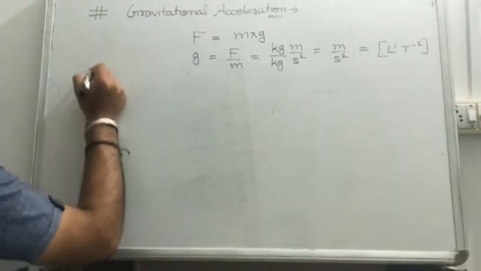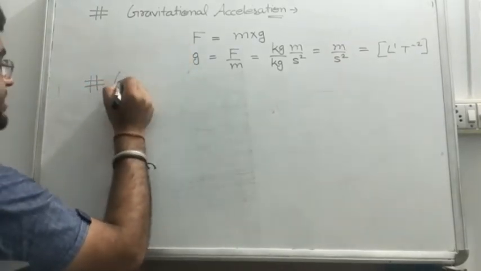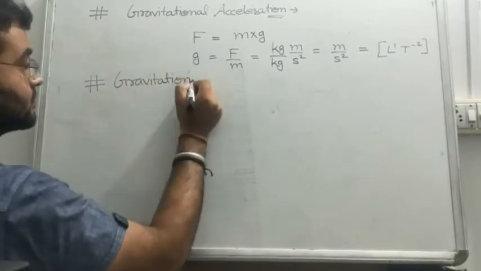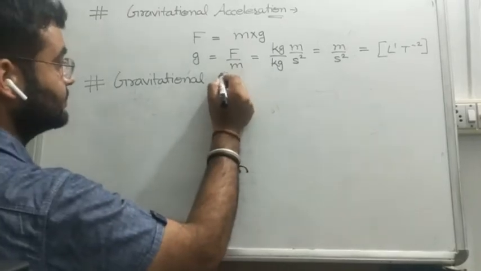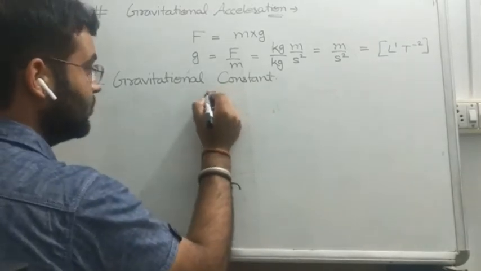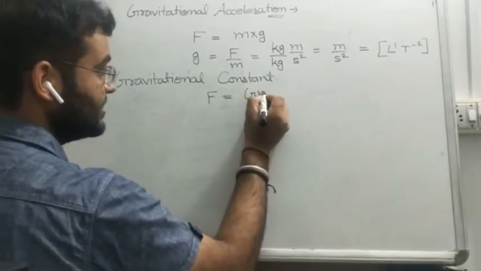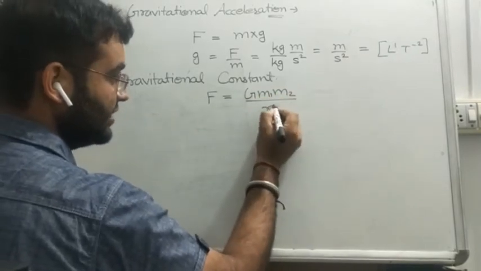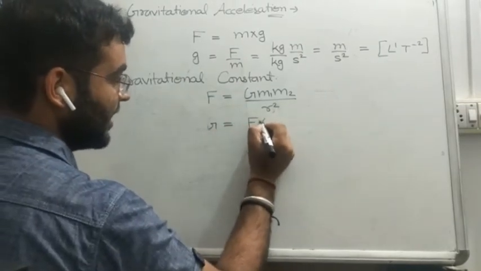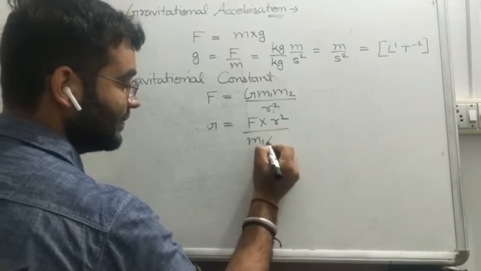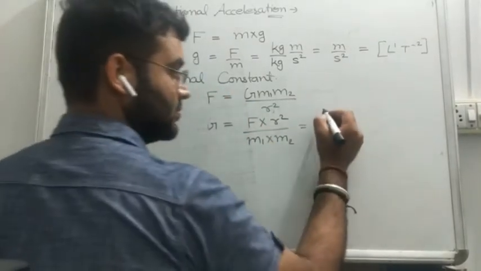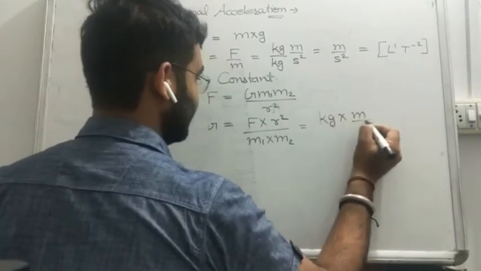Same thing. From this formula we have gravitational acceleration, but there is another physical quantity, that is gravitational constant, capital G. When you write the formula of gravitational force, that is G M1 M2 over R square, I think you know about that. Then when you find the value of G, it is F multiplied by R square over M1 multiplied by M2. In that case, the unit of force is kg meter per second square.